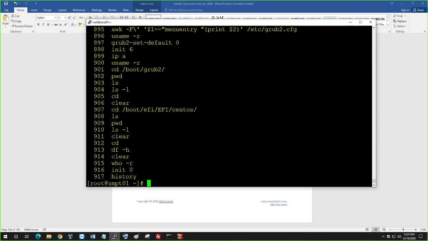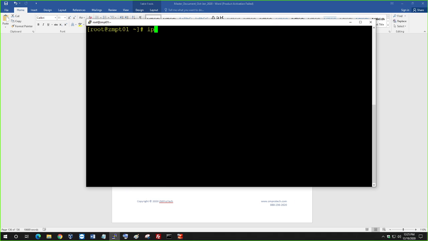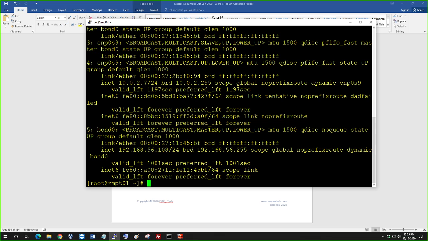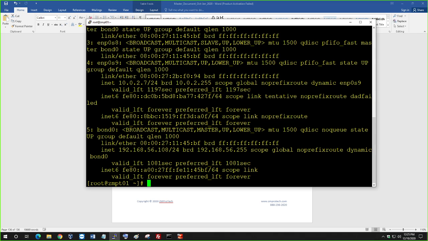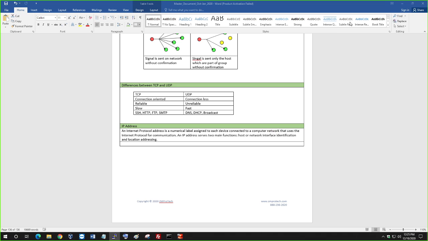So I'm logged into a system here. If I clear this and do IPA, I have this IP address here. Let's worry about the local IP address. Here's my IP address: we see 192.168.56.108. We're going to concentrate and decode this IP address, what it really means.